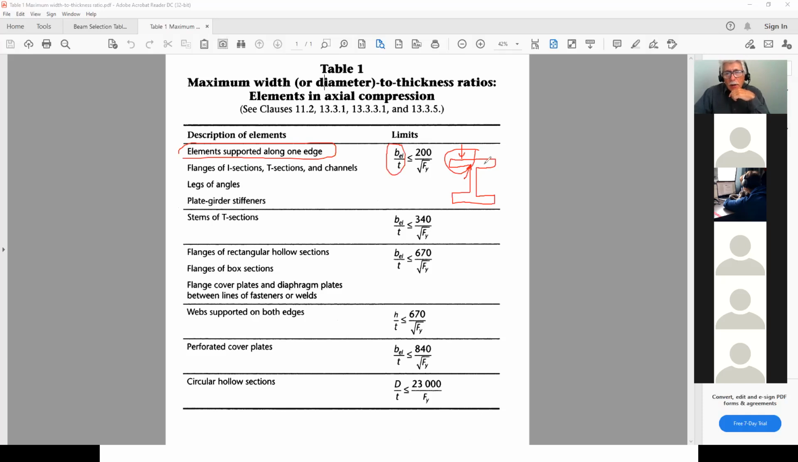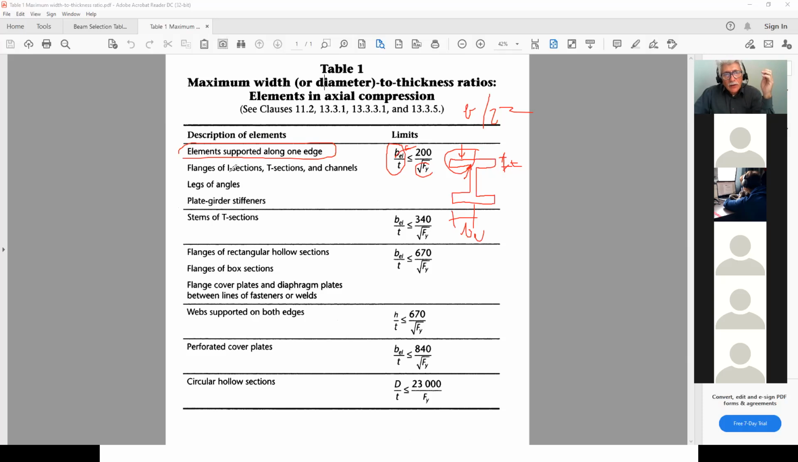This here is the t value. Half of b is the b_el value. In other words, you take your b value from your table and divide it by 2, and that gives you that. If this ratio is less than 200 divided by the square root of Fy, you've met the criteria, and this is what they mean by elements.